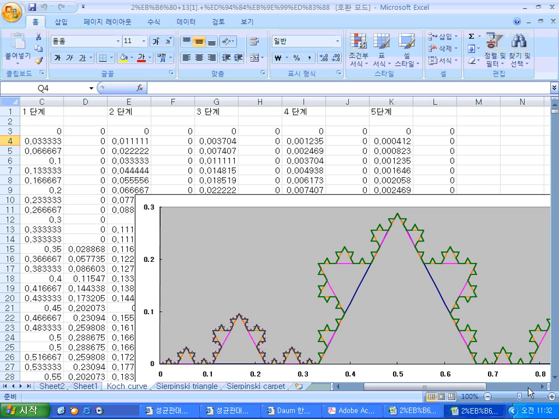Okay, now we can continue with the growth model which we started from the last lecture. Okay, any questions?